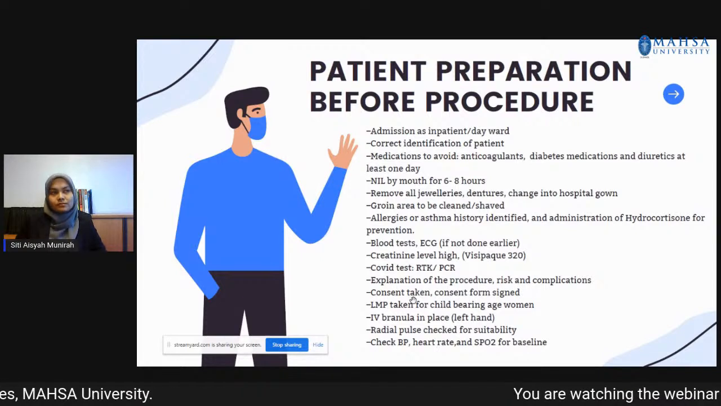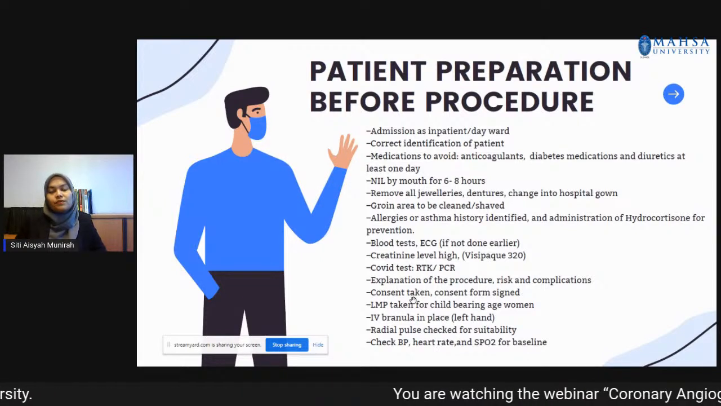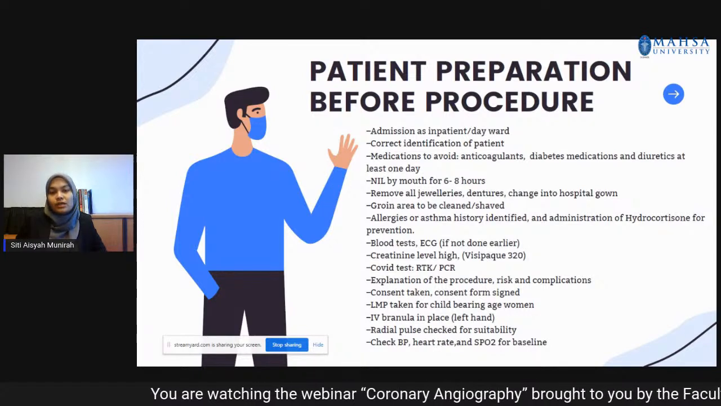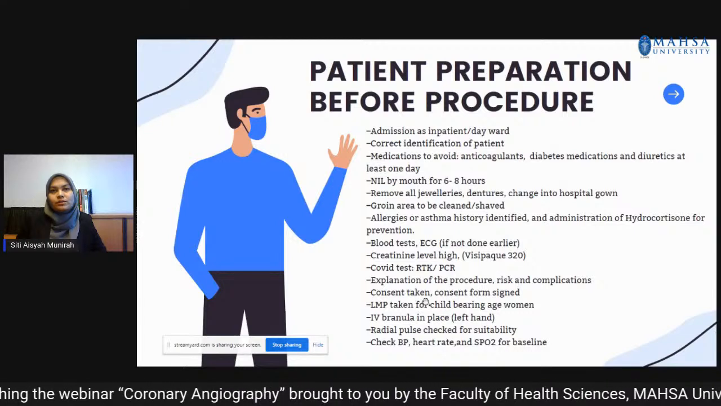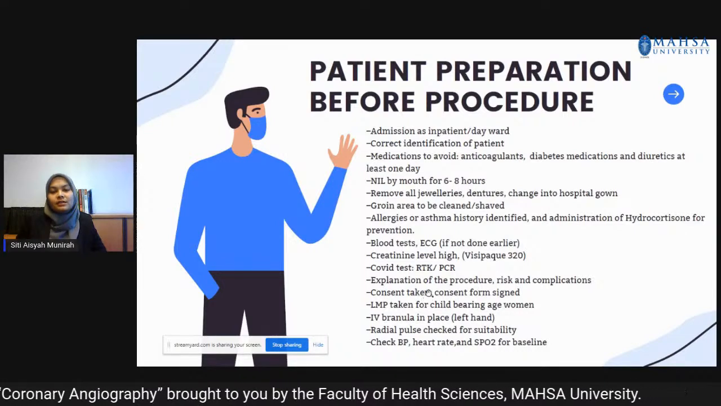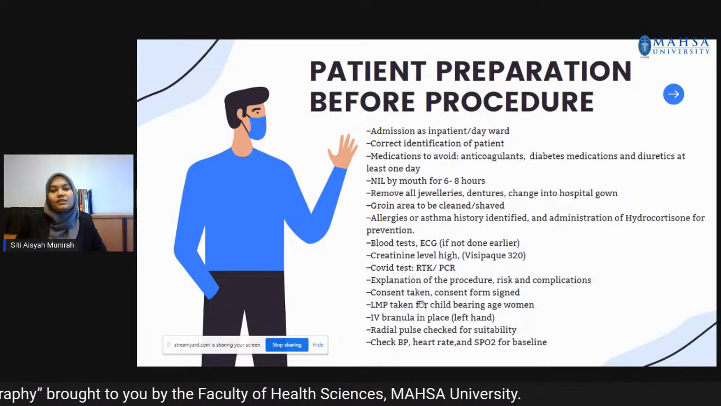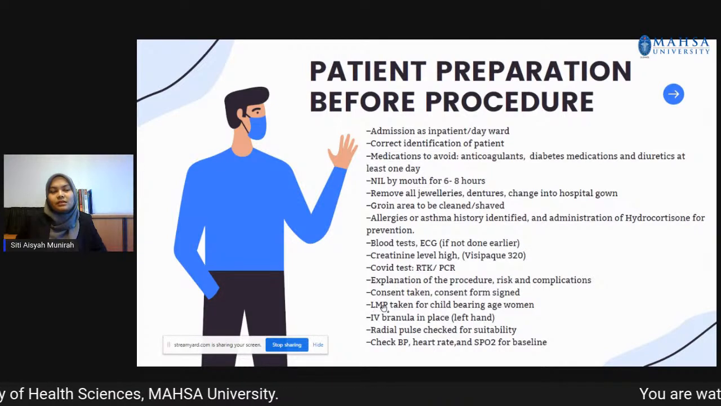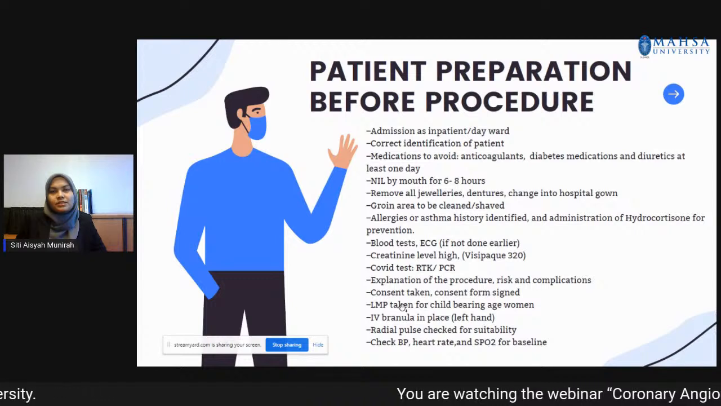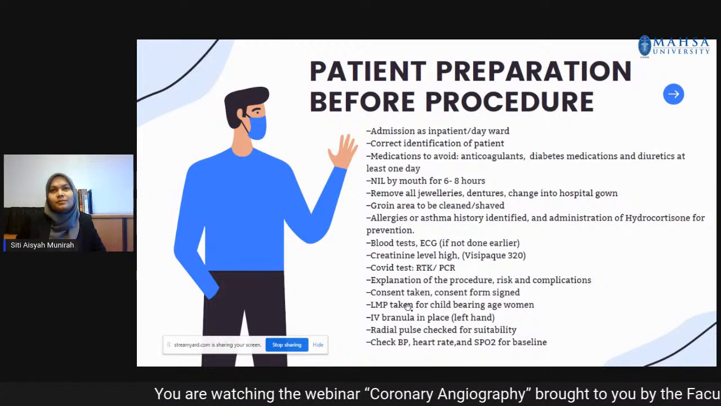And also, because this procedure involves ionizing radiation, which uses the X-ray machine, for women of childbearing age who can still be pregnant, they need to be asked regarding the LMP, last menstrual period. This is to avoid the patient being exposed to the radiation dose, or the fetus.